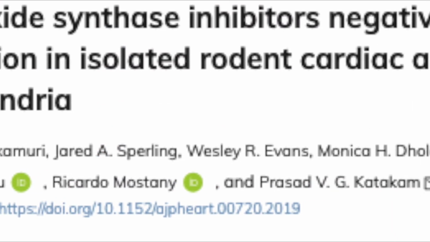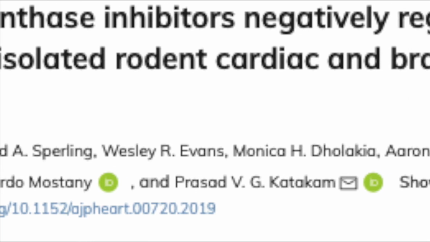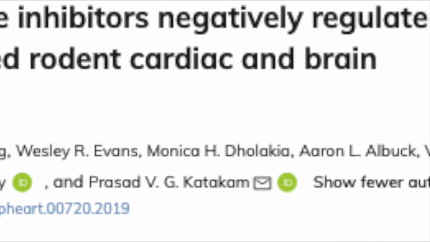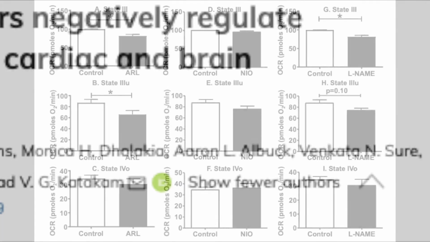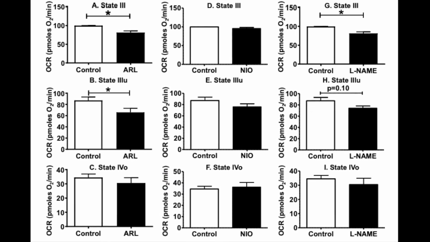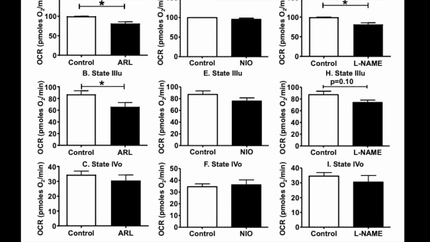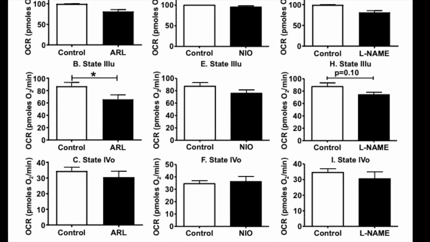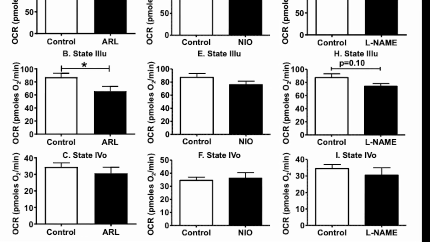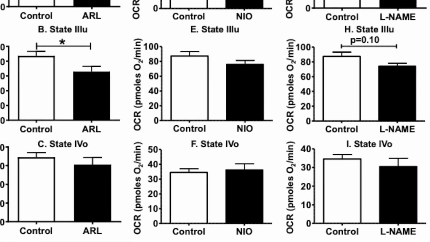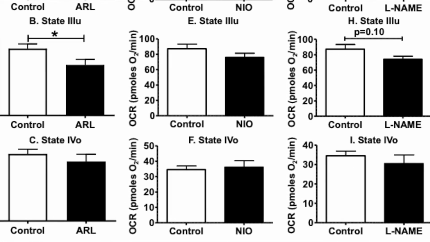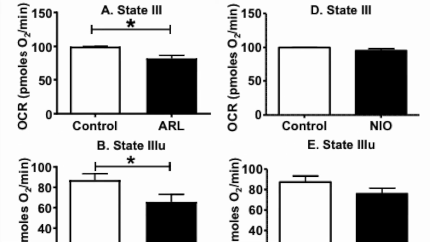examined the effect of NOS inhibitors on mitochondrial respiration and protein S-nitrosylation. NOS inhibitors decreased the state 3U respiration in cardiac mitochondria, and both state 3 and state 3U respiration in brain mitochondria. In contrast, an eNOS inhibitor had no effect on the respiration in the mitochondria from both heart and brain.